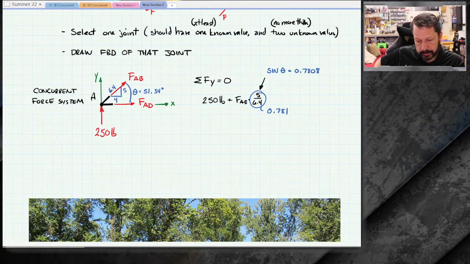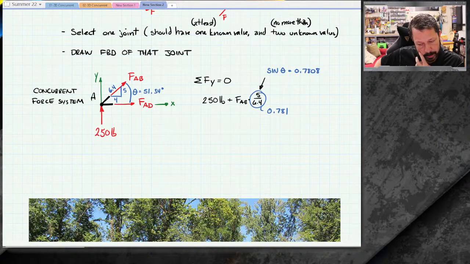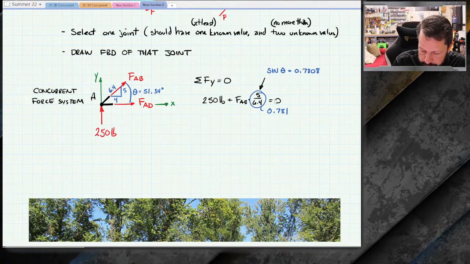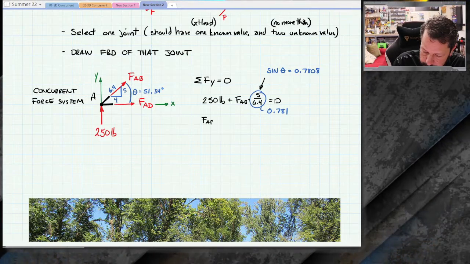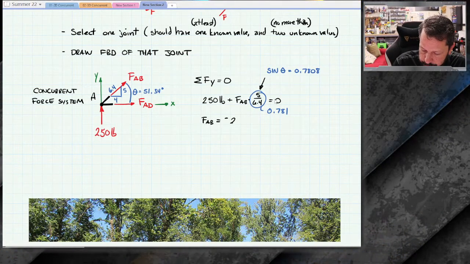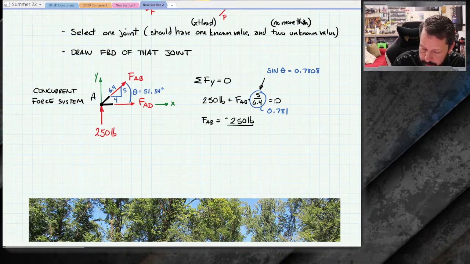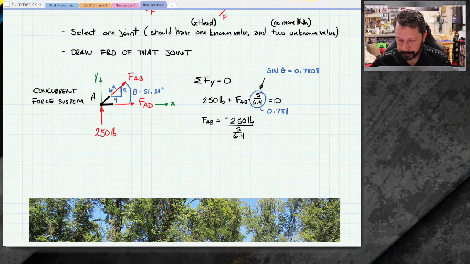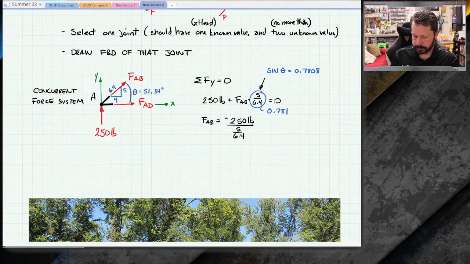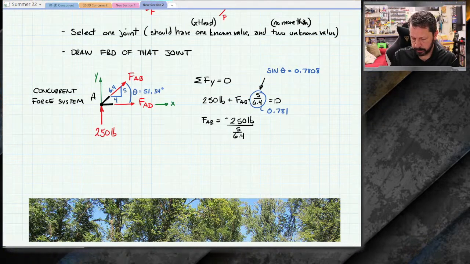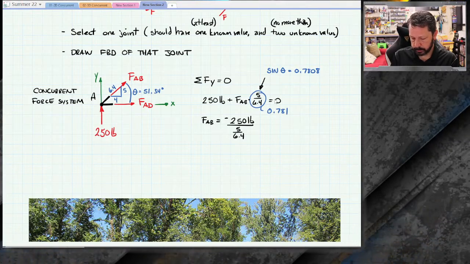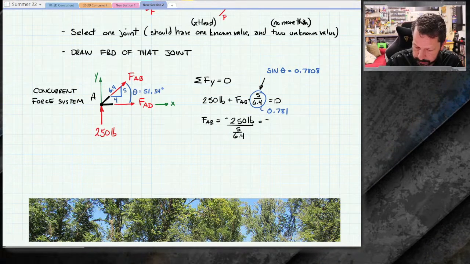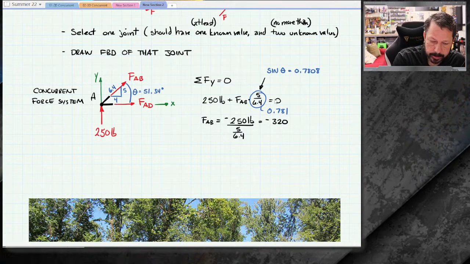Those are the only two, the 250 pounds and the y component of FAB. Those are the only two in the y direction, so they have to add to 0. So solving for FAB equals, I'm going to move the 250 to the other side so it comes out negative, and then divide it by the 5 over 6.4, which is that 0.781. So negative 250 divided by 5 divided by 6.4. Got to make sure my parentheses are right. 320. Negative 320. So that negative sign is important.